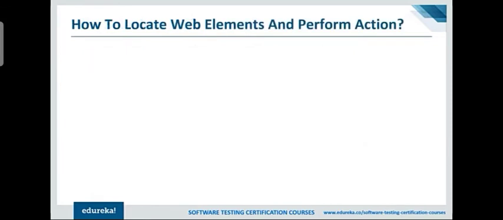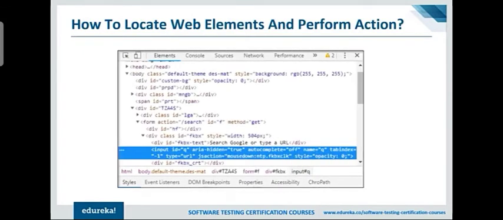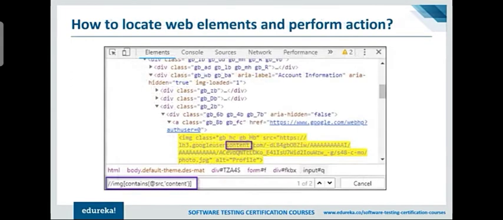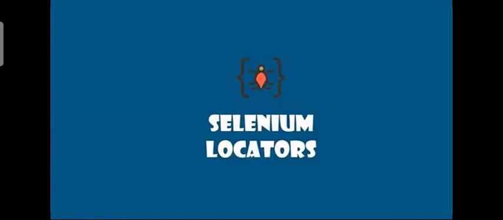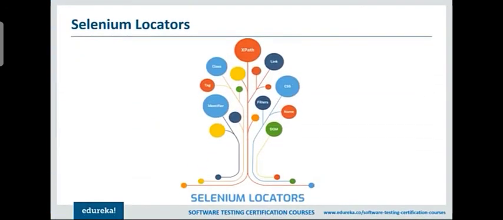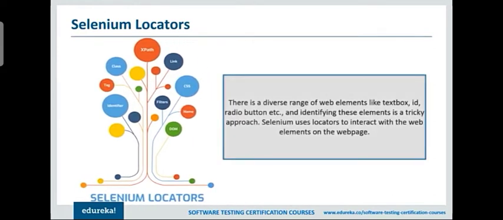So how to locate web elements and perform action? So this is nothing but your web page where you have inspected the element and you're trying to locate a particular element on the web page. So how is that done? I'll tell you how. That is with the help of Selenium locators. So what is a locator? Locator can be termed as an address that identifies a web element uniquely within the web page. They are the HTML properties of the web element which tell Selenium about the web element it needs to perform the action on. Selenium uses locators to interact with the web element on the web page.